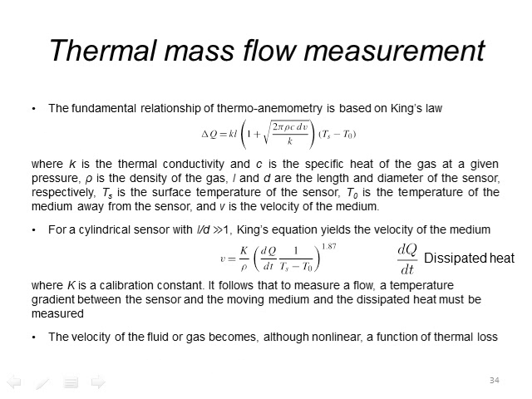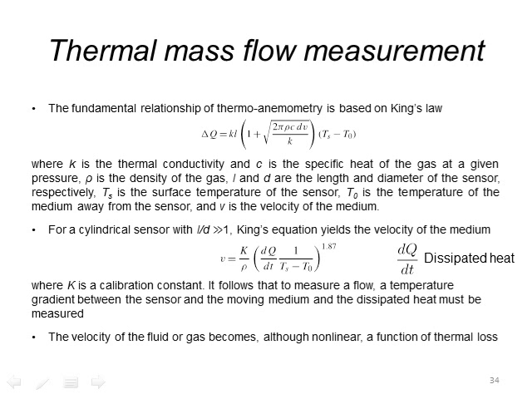And in order to estimate this, you can use King's law: the change in the flow rate with respect to the temperature, and it also depends on the shape. So for a cylindrical sensor, the velocity is equal to K over rho times the quantity raised to the 1.87, dq/dt, which is the dissipated heat, divided by the temperature.